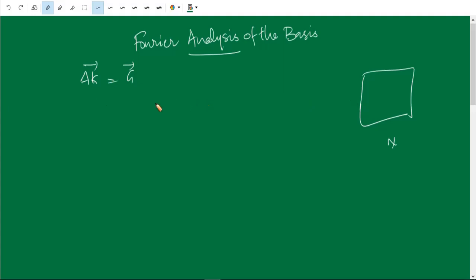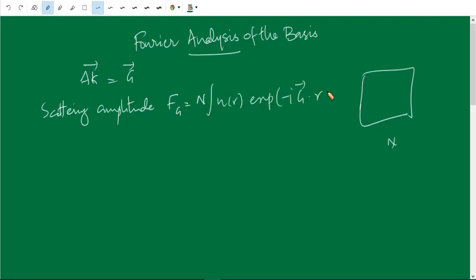The scattering amplitude of the X-rays from the crystal is given by Fg is equal to n times, n is the number of cells, and n times integral, so this is the scattering amplitude. So we can write this integral, where n of r is the electron number density at a position r. Okay, so this integration is over the entire cell.